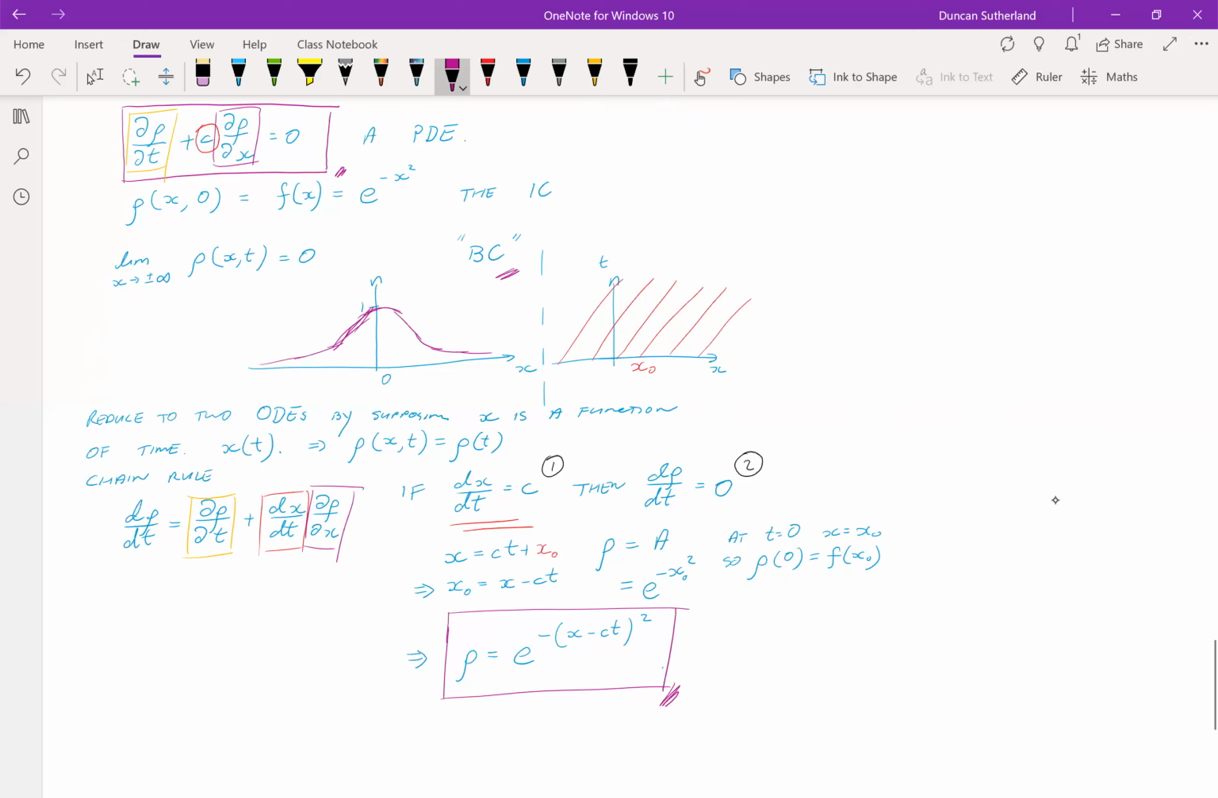It's an illustration of how powerful this little chain rule happens to be. The reason the chain rule is useful is because we don't necessarily always know what x as a function of time happens to be. We just want to suppose that that is true and use the chain rule to deduce what x of t must be. So that's why we learn the chain rule.